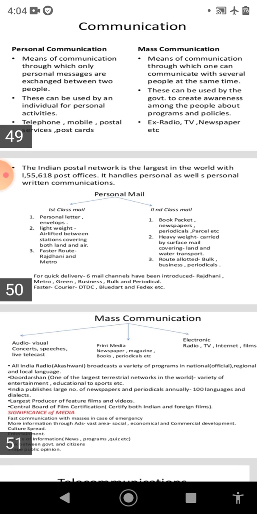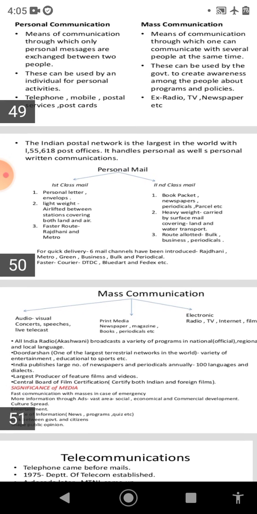After that, we will discuss mass communication. The important means of mass communication include newspapers, periodicals, radio, television, books, magazines, and films. Mass communication provides entertainment and creates awareness among the people about various national and international programs and policies. It includes radio, television, newspaper, magazine, books, and films.